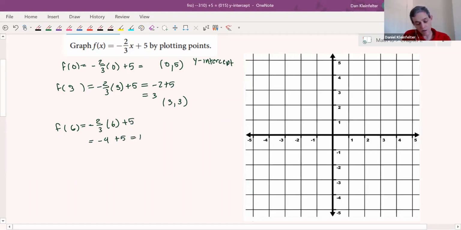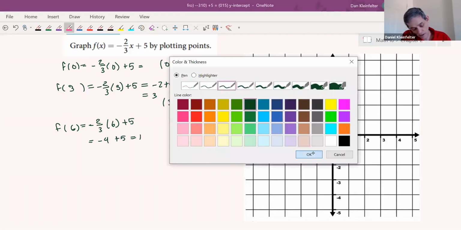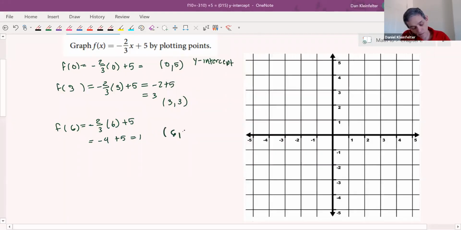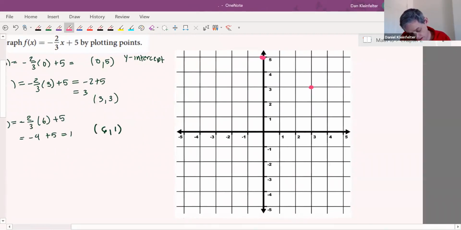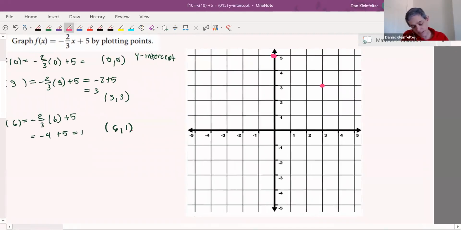Okay, so let me start drawing some of these dots on here. Or let me actually put the points up. This one was (6, 1). So we have the point (0, 5), that's our first point. And then we'll have the point (3, 3), which is another point. And then my last point, (6, 1), looks like it's going to be a little off the chart here, but that's okay. So then we're just going to connect the dots. And then it's a nice idea to label a couple of our points.